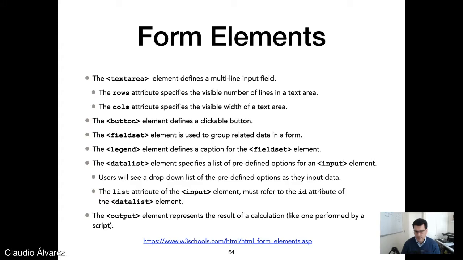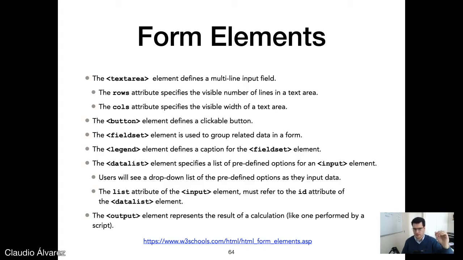Then you've got the text area. The text area is a text field that can allow multiple lines of text. You can set the rows and cols properties that will set the dimensions of the text area element. You've got a button element that is a clickable button. You've got a fieldset that is an element used to group many other fields. You've got a legend that will define the caption, the title that will be displayed on a fieldset.